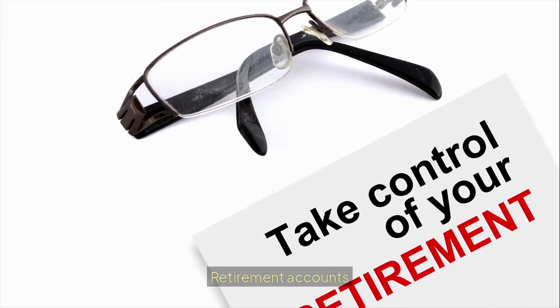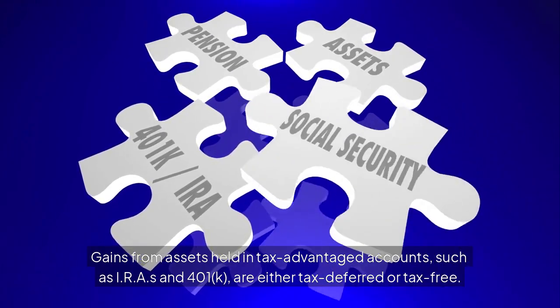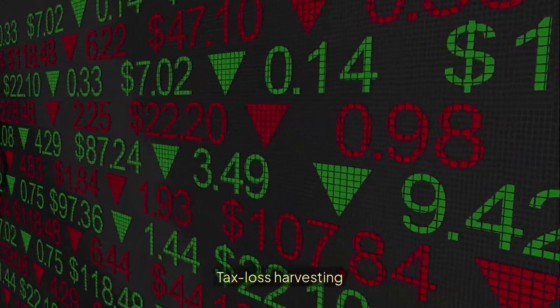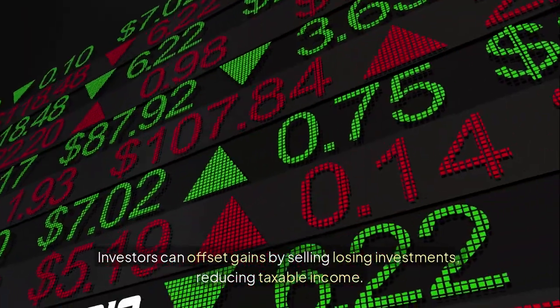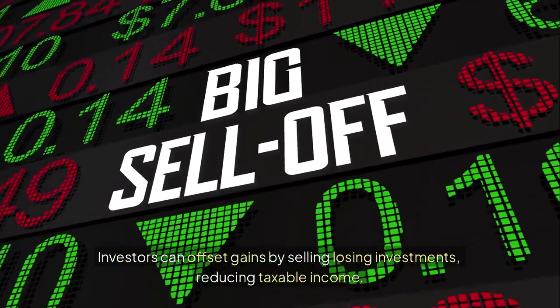Retirement accounts. Gains from assets held in tax-advantaged accounts, such as IRAs and 401k, are either tax-deferred or tax-free. Tax loss harvesting. Investors can offset gains by selling losing investments, reducing taxable income.